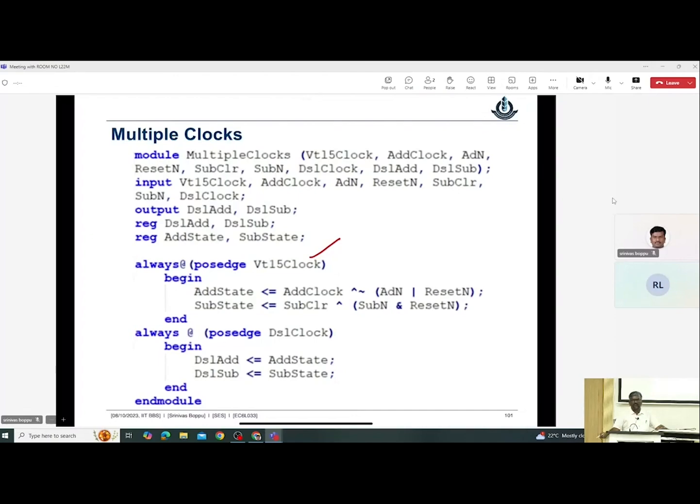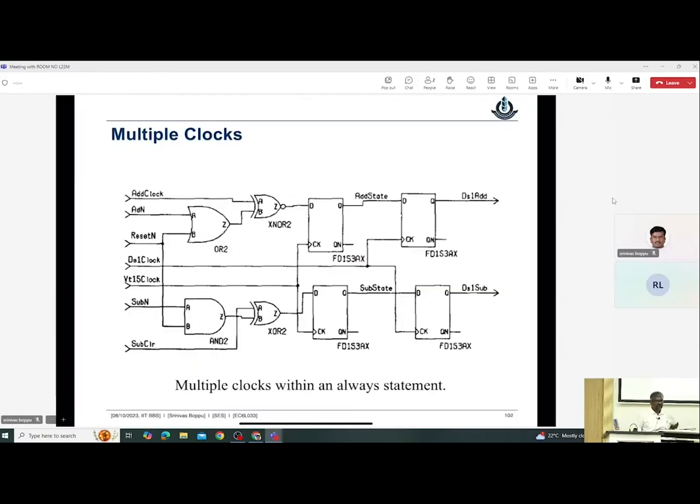So we should be kind of in time. We'll have an example for that. I'll show you the logic as I said. So the add state and sub state are designs which are clocked by this clock, and this one is clocked by this DSL clock. Of course, this add state you are reading, so this DSL add.